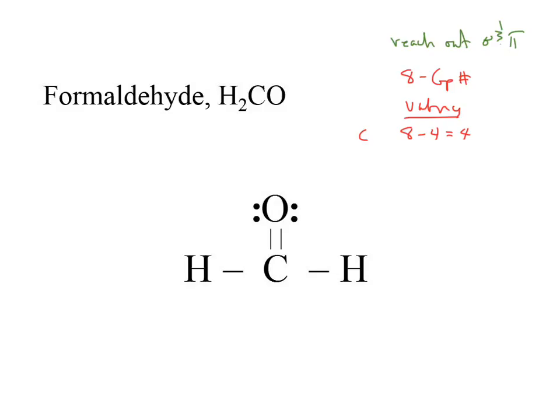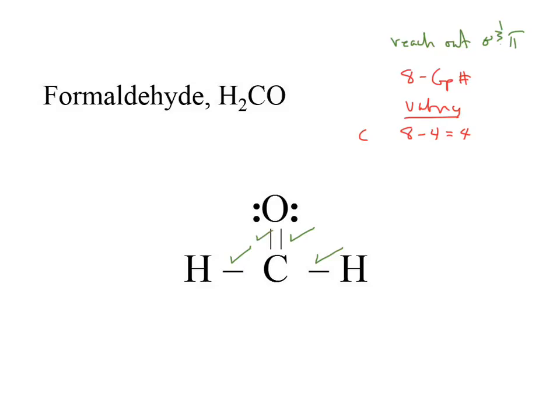So reaching out, I got it reaching out 1 for a sigma bond, another sigma bond, a sigma bond here, and a pi bond here. So it is reaching out 4 times. So that's how that works.